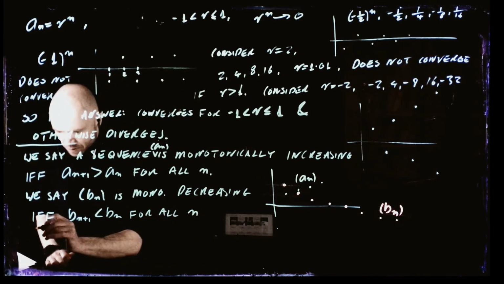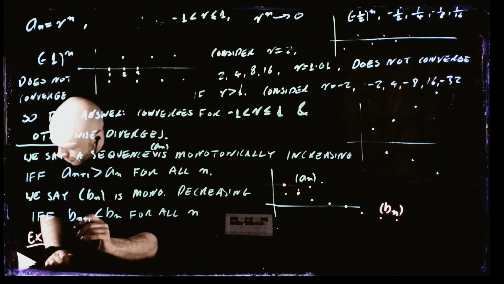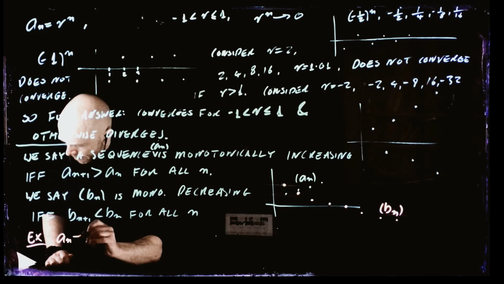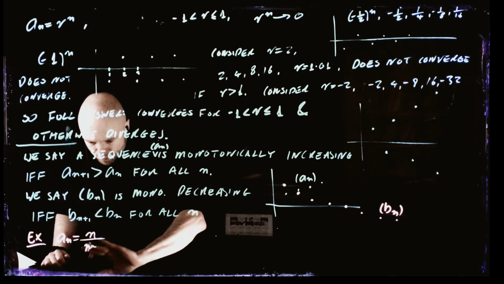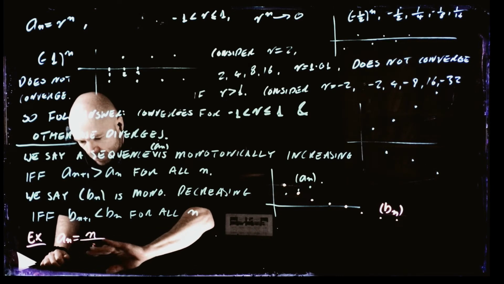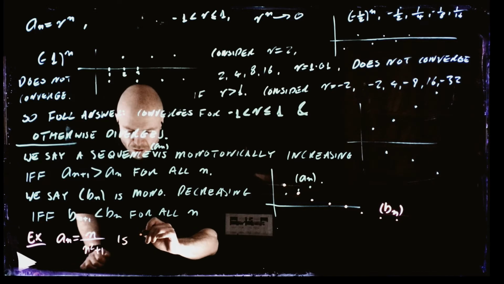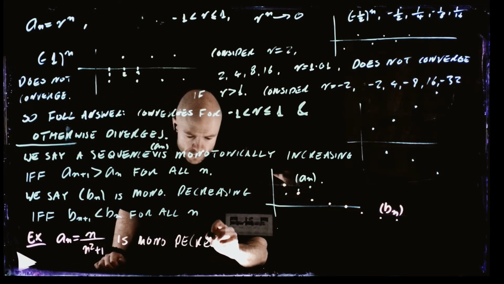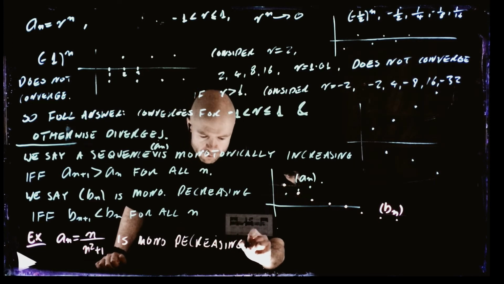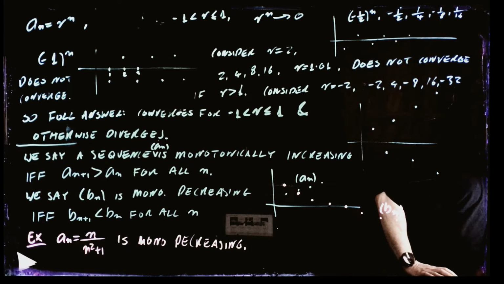So let's do an example. I'm running out of space. Example: show that this sequence a_n equals n over n squared plus 1 is monotonically decreasing. Okay, write down this sequence and try.